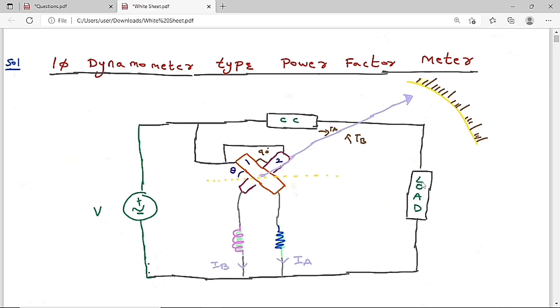So with the help of these things, we can measure the power factor of different types of loads. Also we can measure whether it is a leading or lagging load or whether it is a normal load. With the help of this instrument, we can measure the power factor. These things you always have to keep in your mind.